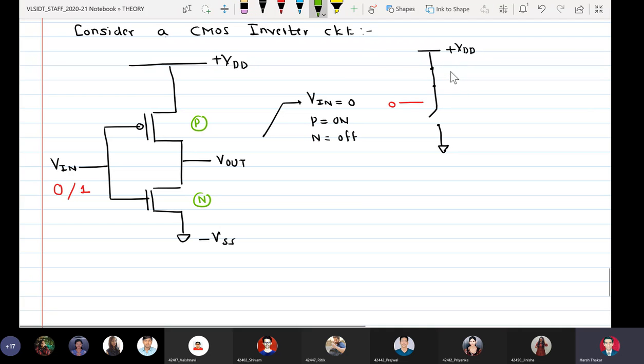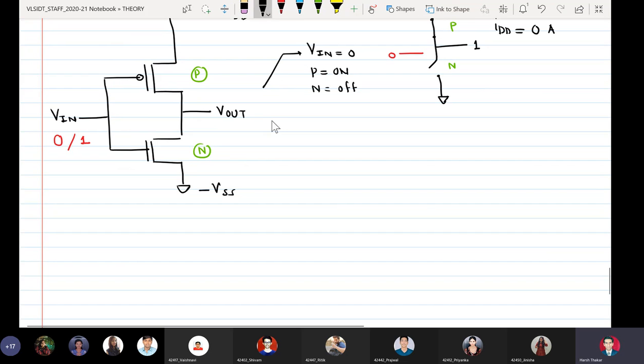So this is my P, this is my N, and my output is equal to strong 1. We see here in this case IDD is equal to 0 amperes. And similarly, when Vin equal to 1, PMOS is off, NMOS is on. The circuit now looks like this.